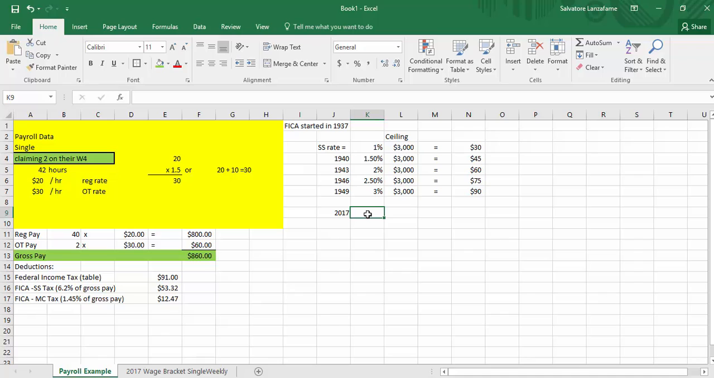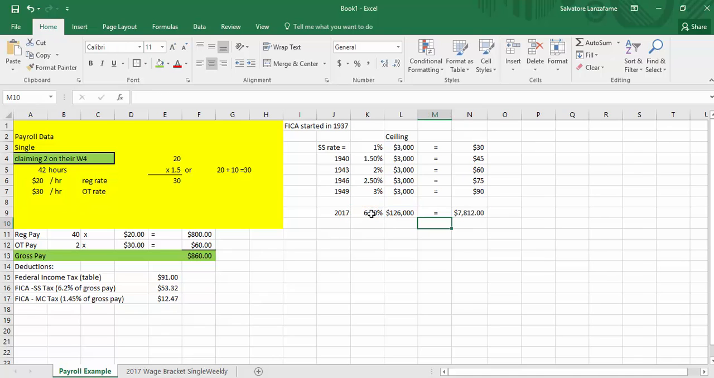Social Security rate is 6.2%, and the ceiling, did anybody have a chance to look it up while I was speaking? If you looked it up, you discovered that it's 126,000. That's what it is currently. So let's see if somebody makes 126,000 or more, the most they would pay in Social Security in 2017 is now $7,812. Keep in mind, we also have Medicare, and Medicare in 2017 hasn't changed since it was introduced in 1992.